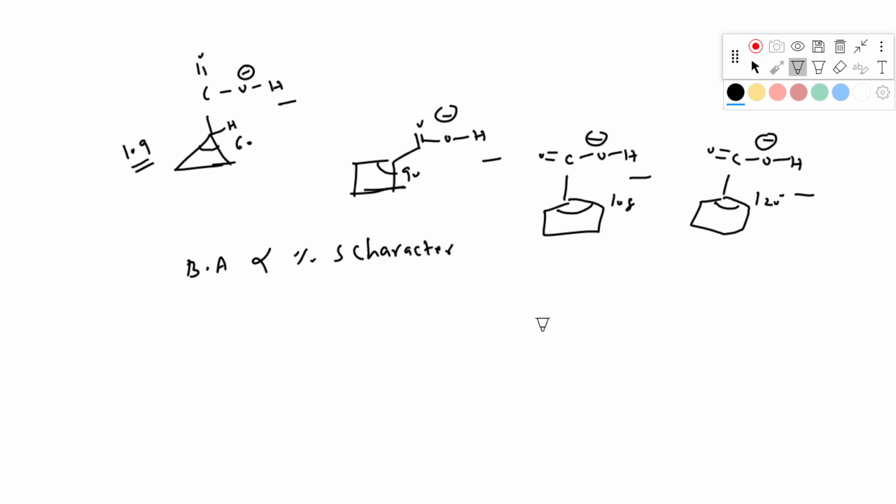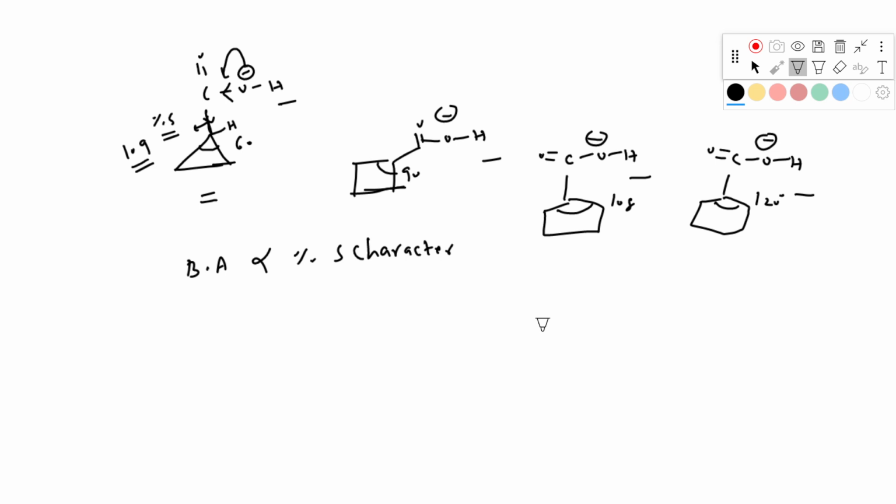Whenever the percentage of s character is less on the internal side, on the outer side, on the outer bonds, the percentage of s character is more. When the percentage of s character is more, it will pull electrons towards itself more, right? So whenever it pulls electrons towards itself, this negative charge can be stabilized very easily, as it is more electron withdrawing compared to the others. So this is the more stable conjugate base. Whenever this is more stable, this is more acidic.